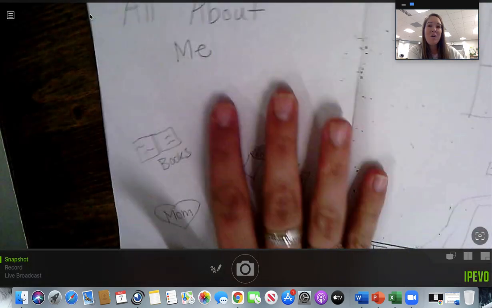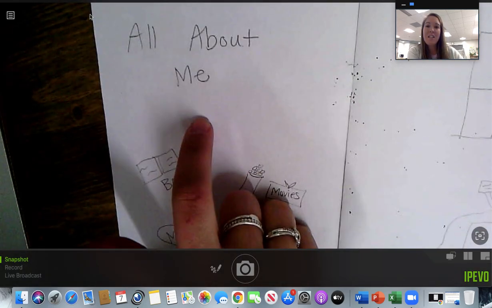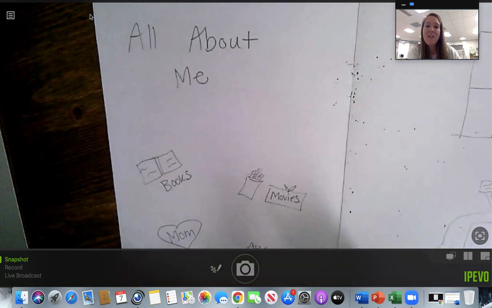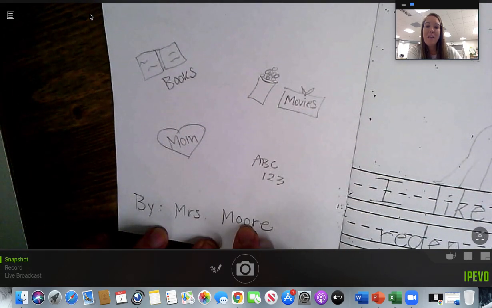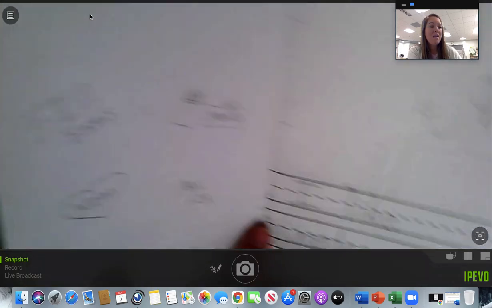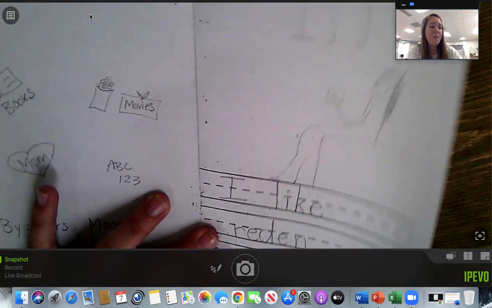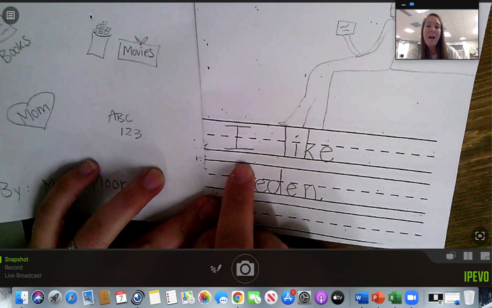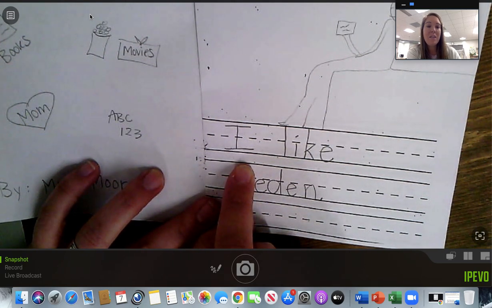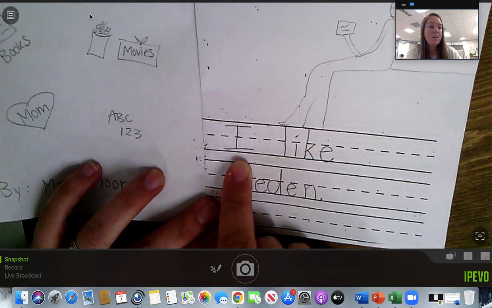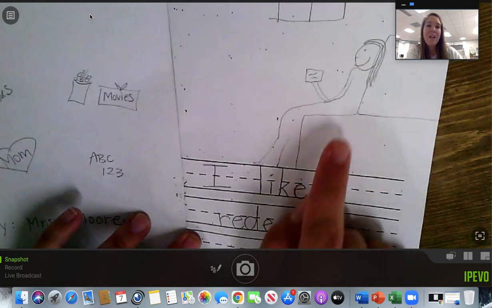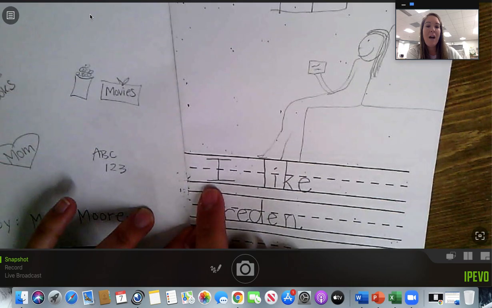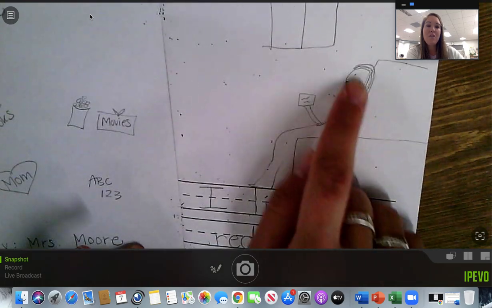You might also have worked on your title page like I did yesterday. I wrote my title again here. I drew some of the things that I really like, and I wrote my name again on the title page. Yesterday, I wrote the words for my first page. Remember, this is a pattern book, so the words are going to keep repeating. The sentence is going to start with, I like. The first thing I like is reading, so I wrote, I like reading, and I drew a picture of me reading.